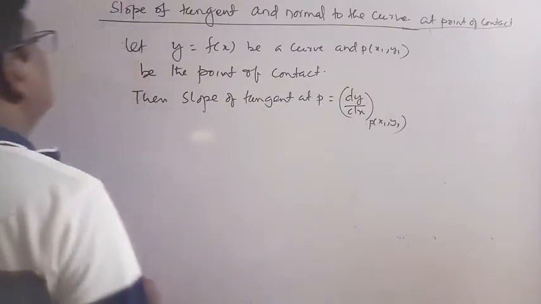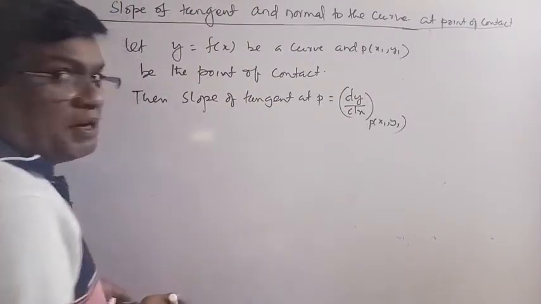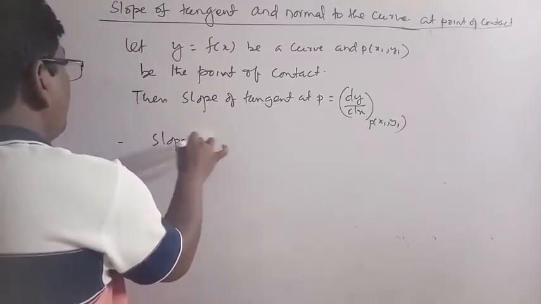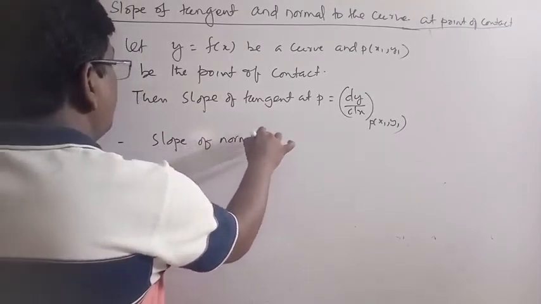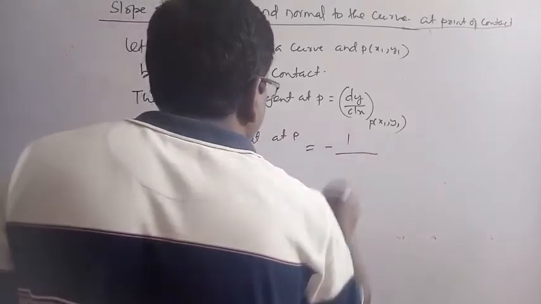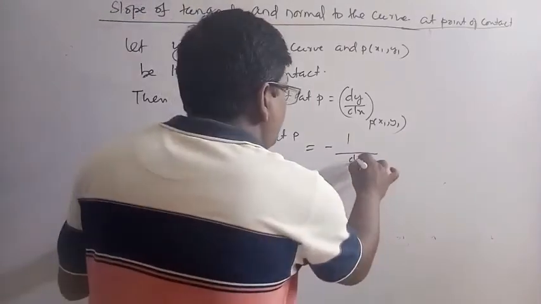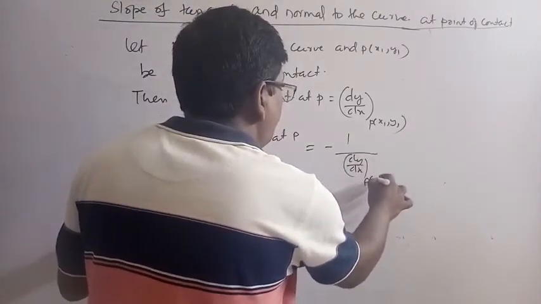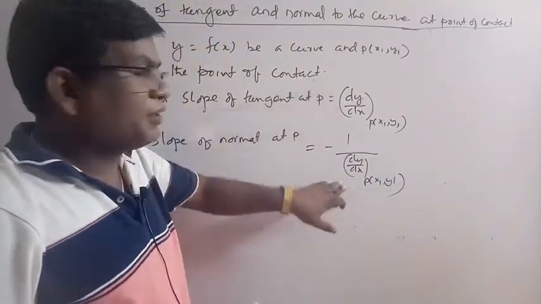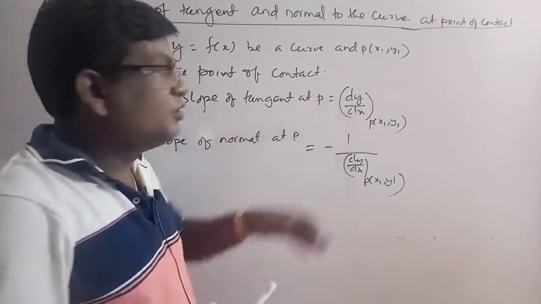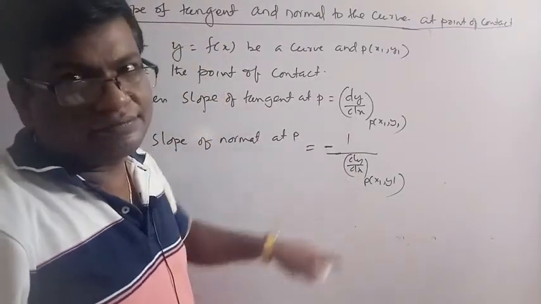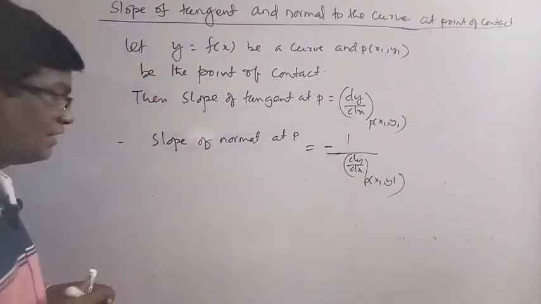And since the tangent is perpendicular to the normal, that implies the slope of the normal at P is equal to minus 1 by dy by dx at P of x1, y1. Since tangent and normal are perpendicular, if the slope of the tangent is dy by dx, then the slope of the normal is minus 1 by dy by dx.